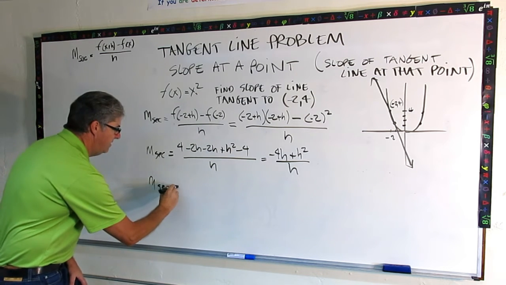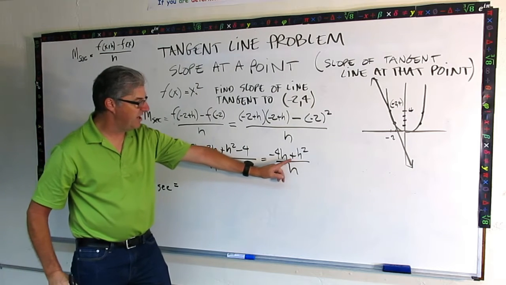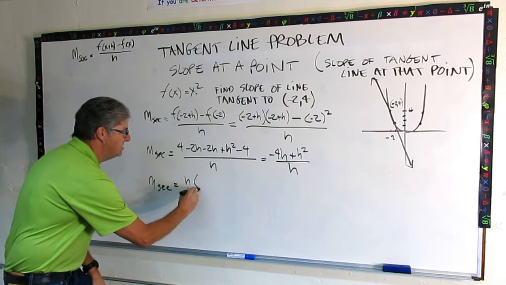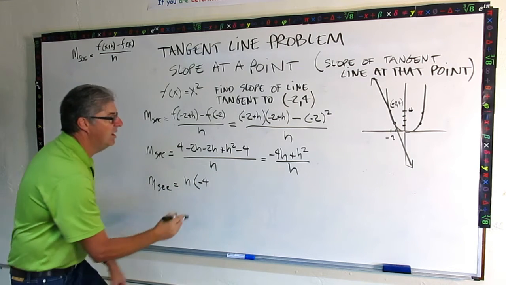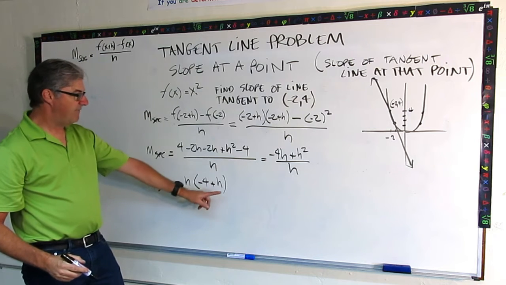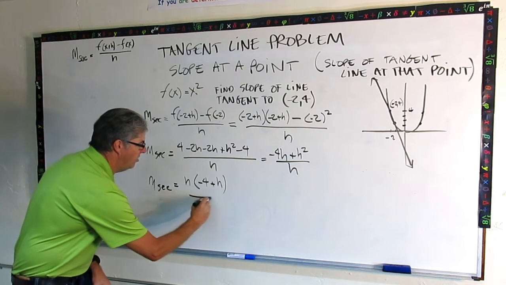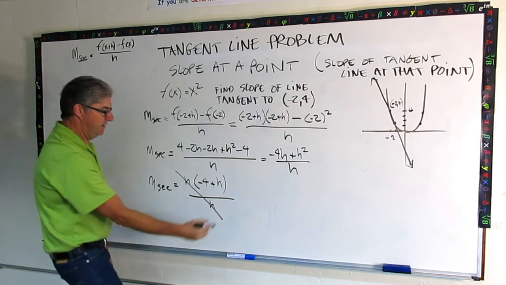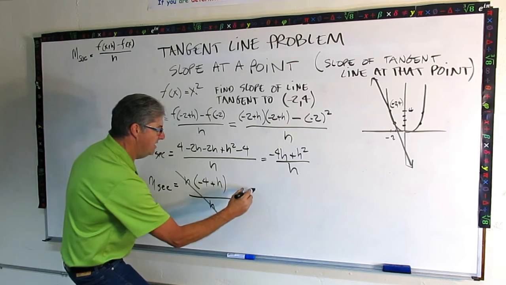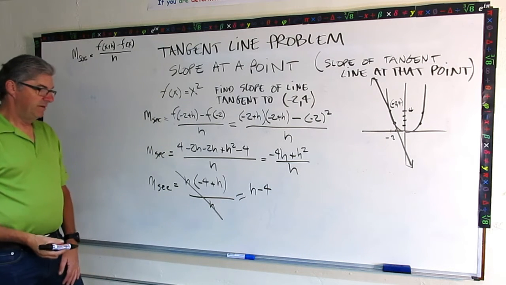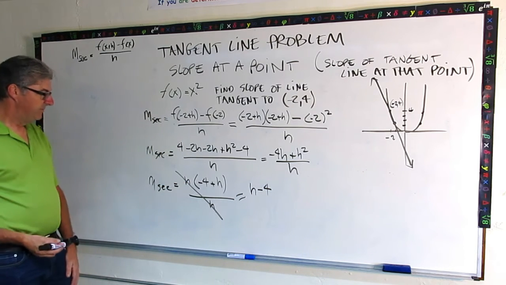Slope of the secant. Now on the top, I can factor an h out of both those terms and get h times minus 4 plus h. I just took an h out of both those terms, all over h. Now I can cancel, bink, and I have my slope is h minus 4. Okay? I just switched the order of those.